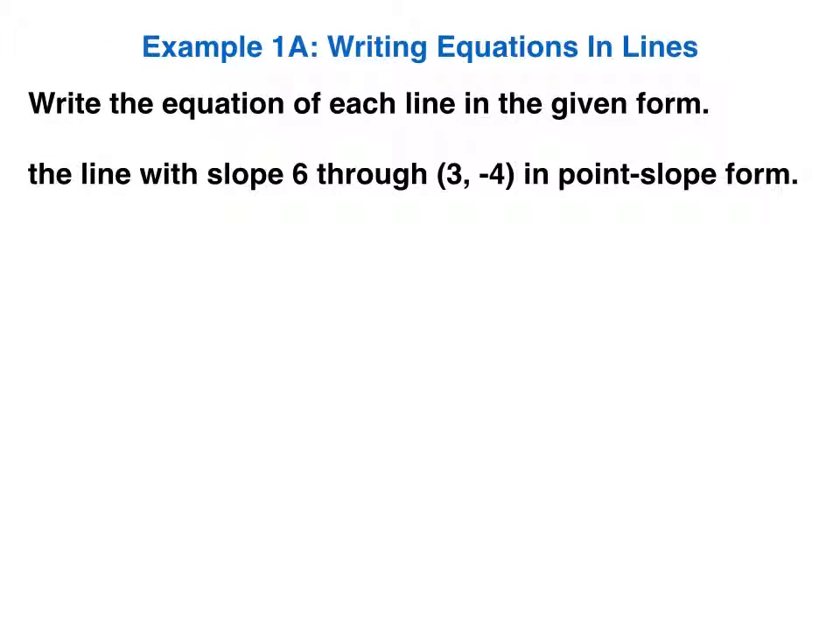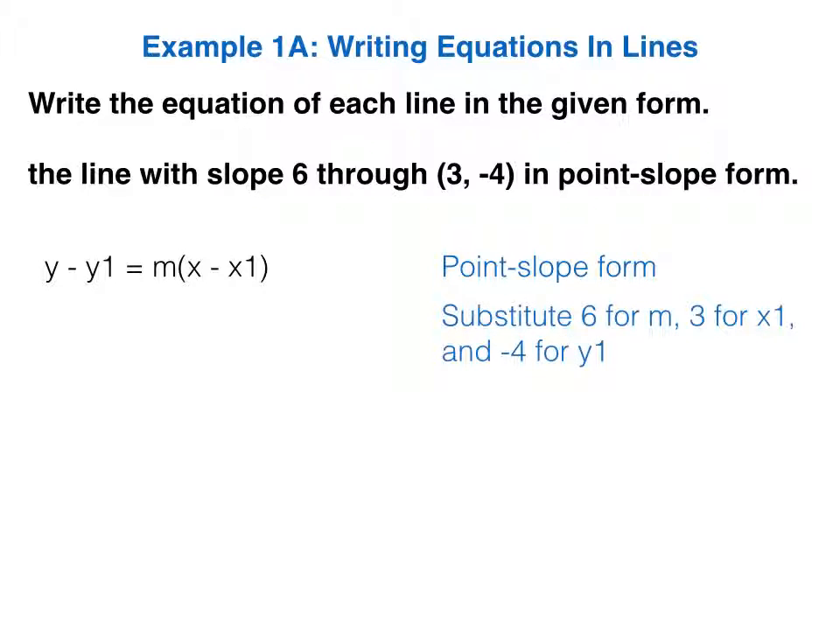Write the equation of each line in the given form. The line with slope 6 through 3, -4 in point-slope form. First, we write point-slope form: y minus y1 equals m times x minus x1. Then we substitute 6 for the slope, 3 for x1, and -4 for y1. Now we simplify, and we get y plus 4 equals 6 times x minus 3.